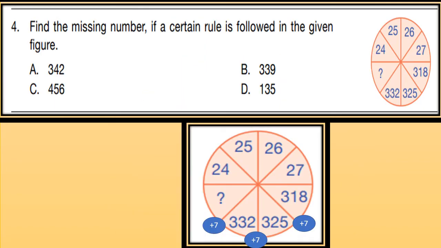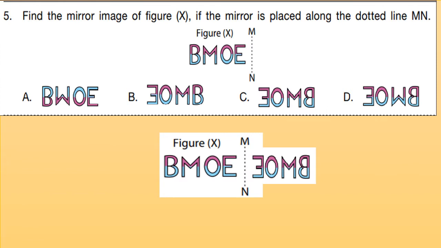Question 4. Find the missing number if a certain rule is followed in the given figure. Now see the figure carefully. So there are two parts. The upper part, the rule is plus 1: 24, 25, 26, 27. In the lower part the rule is plus 7. So 318 plus 7 will be 325. 325 plus 7, 332. Now 332 plus 7 will be the next number. So the next number will be 339. Correct option is B.